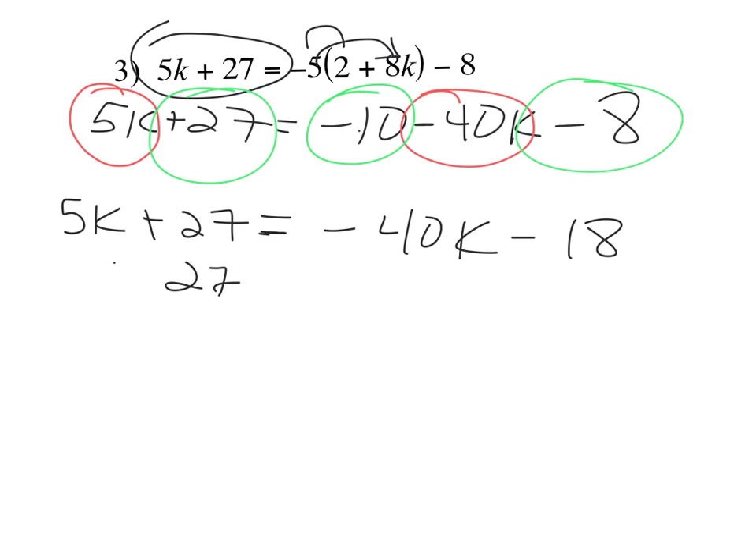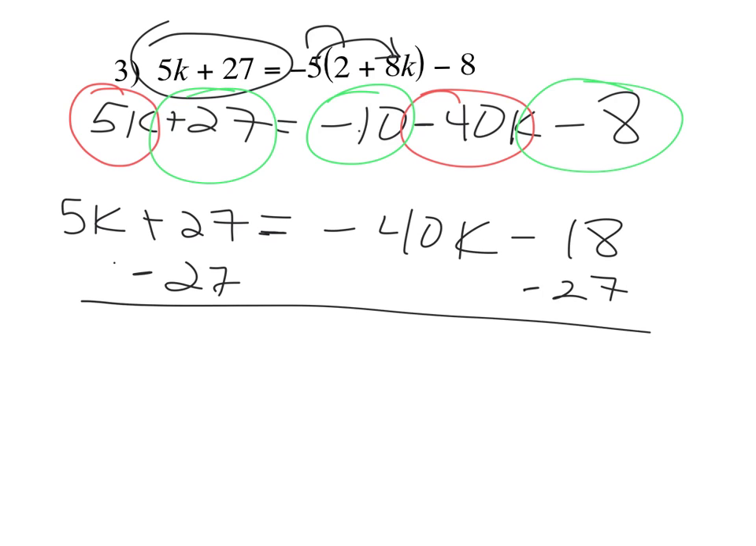So since Doc said we can't do plus 27, can we do this? Yes. Why are we allowed to do this? Chloe, why do you think we can do this? Because there's a negative. Why do you think we can subtract 27 on both sides? It cancels it out, right?